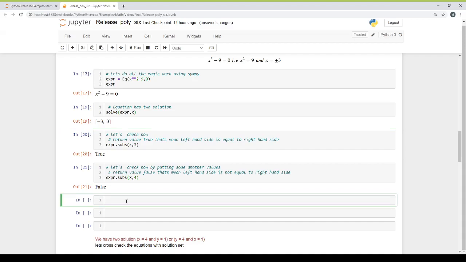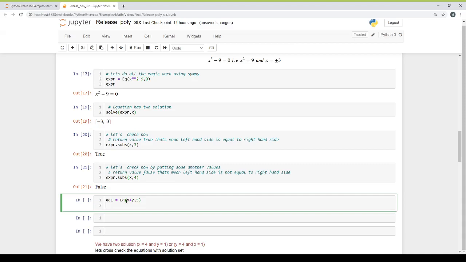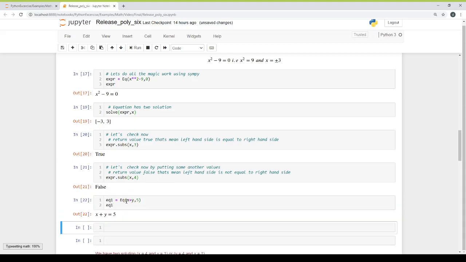Next thing we have, suppose an equation eq1 is equal to Eq, with x plus y on the left hand side and 5 on the right hand side. When you execute the code, x plus y is equal to 5. So on the right hand side we have 5, and on the left hand side we have x plus y. This equation has two variables, x and y.